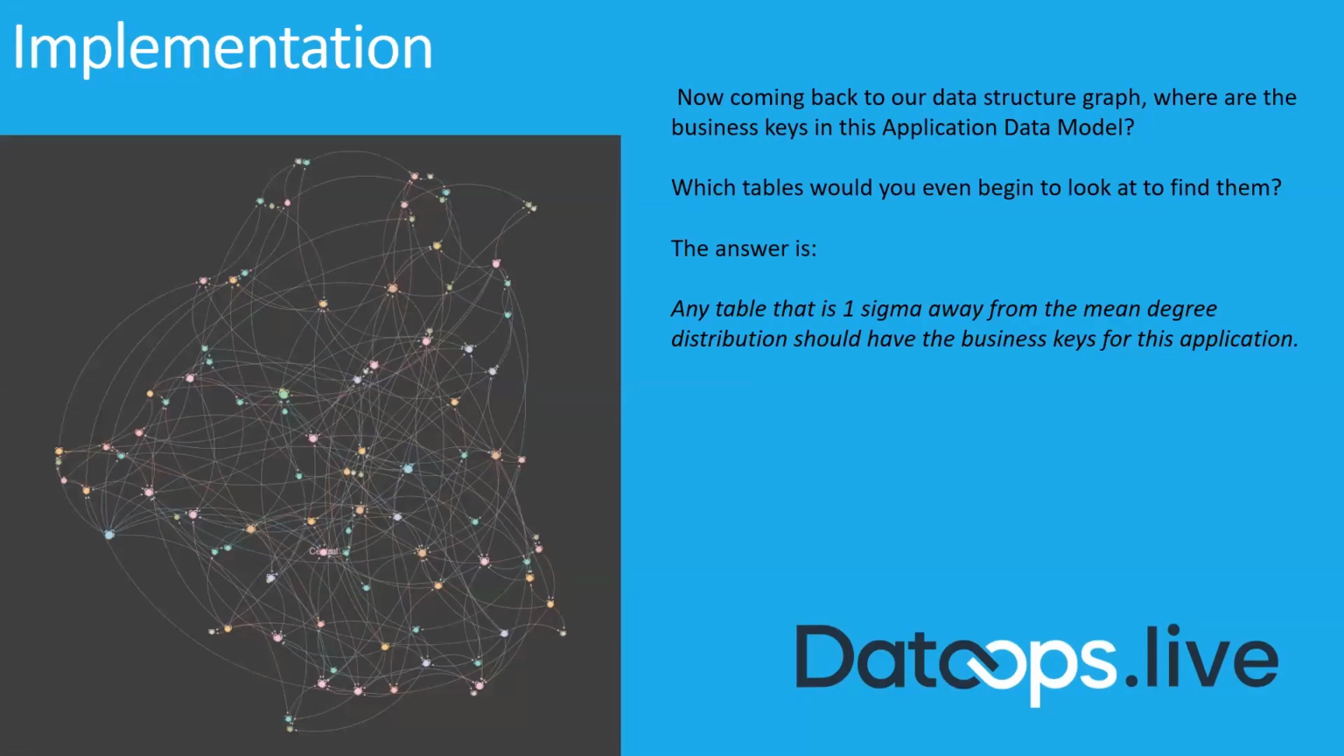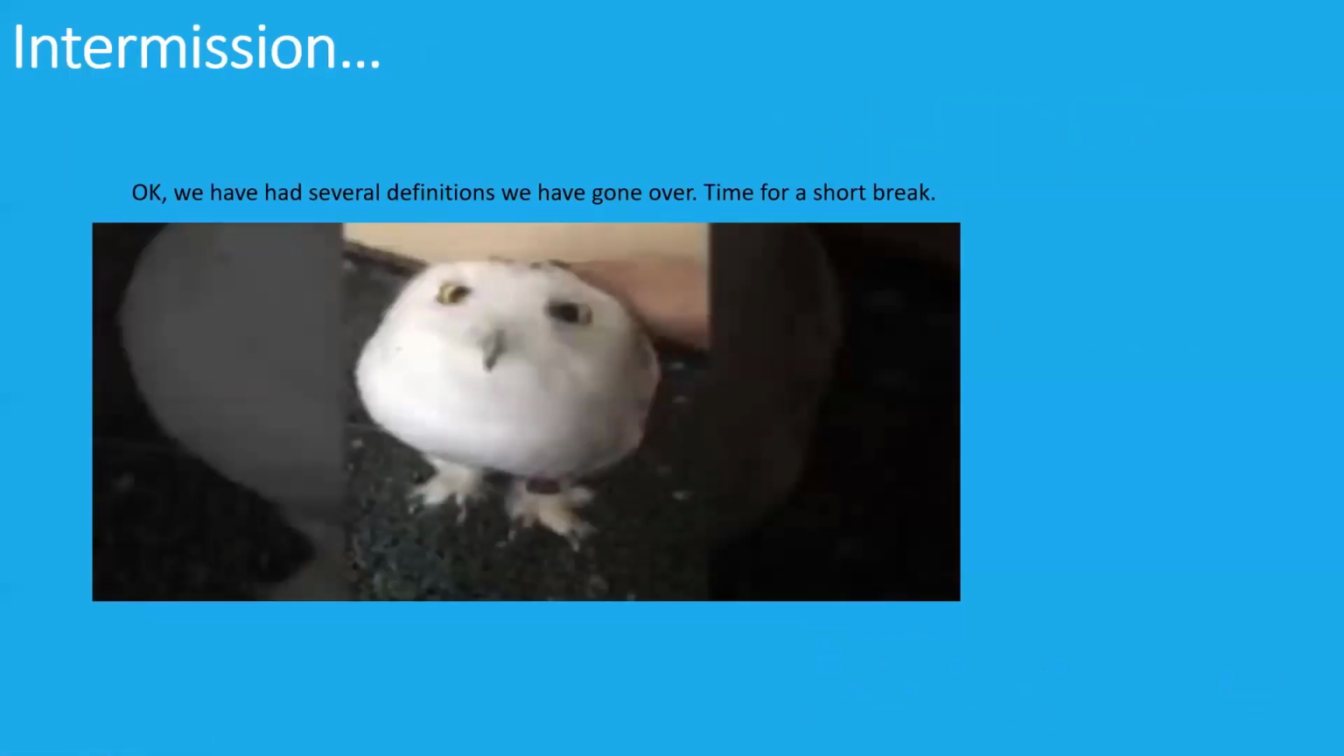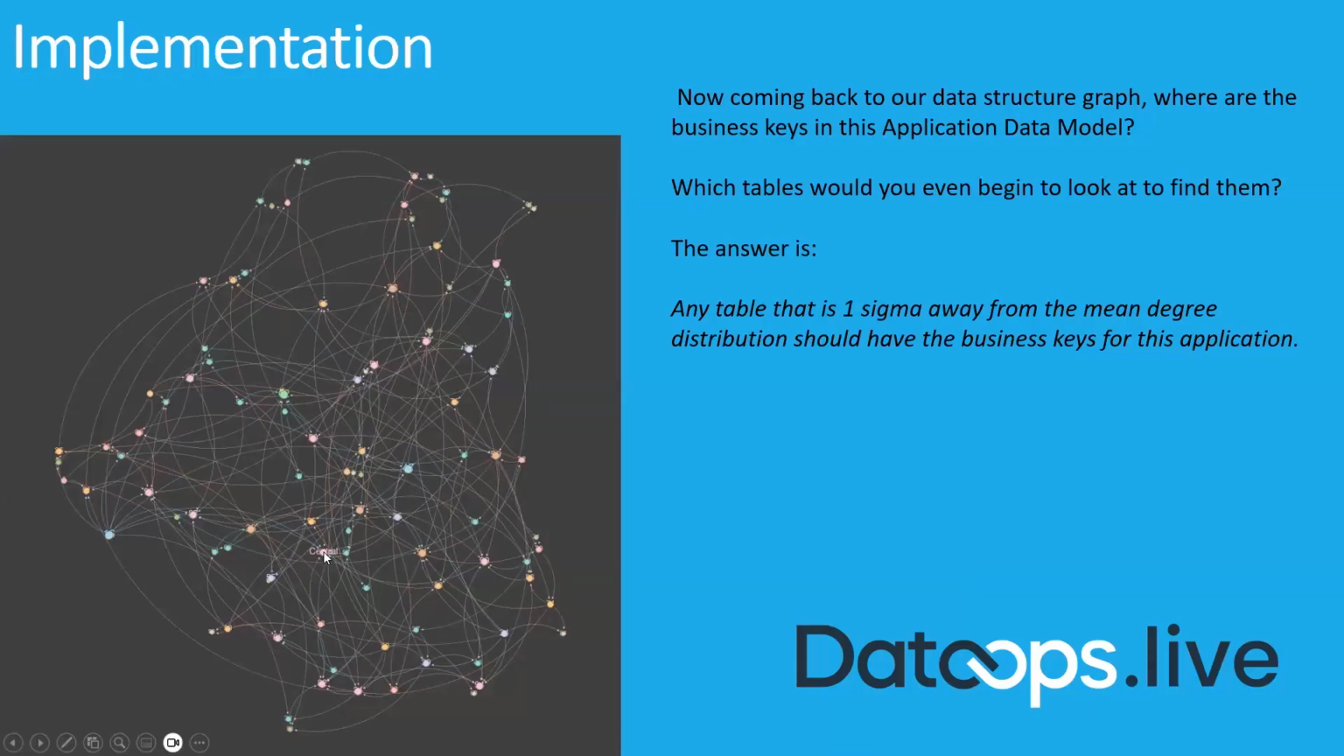So now coming back to this, when we talk about business keys, and you look at this from the perspective of a graph, where is a good chance that you're going to have business keys in this application data model? Well, my suggestion is any table that is 1 sigma away from the mean degree distribution. So what that means in layman's terms is anything connected to this central node here, that's where to look for your business keys. Oops, sorry. I clicked instead of just hovering.